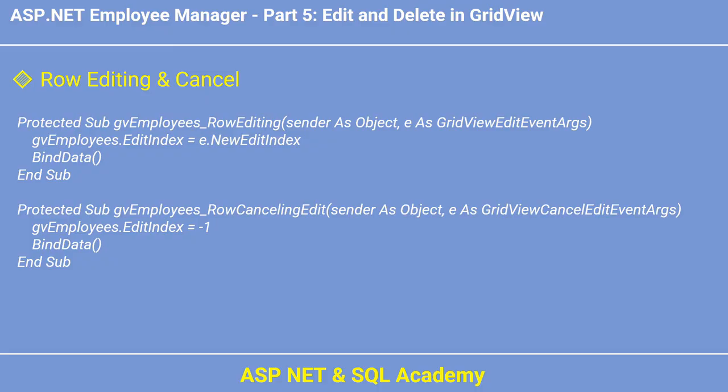When a user clicks edit, we switch the row into edit mode. Cancelling clears the edit index. After both actions, we rebind the data to refresh the view.